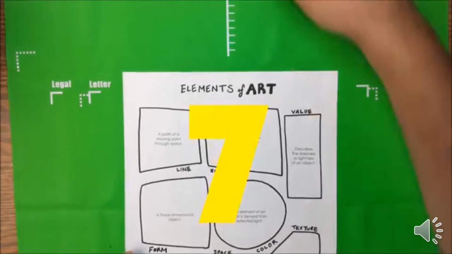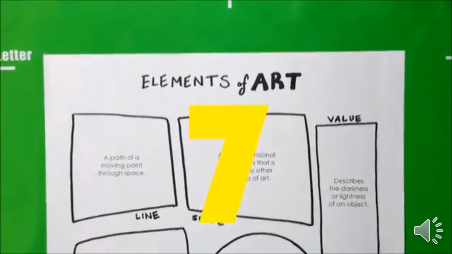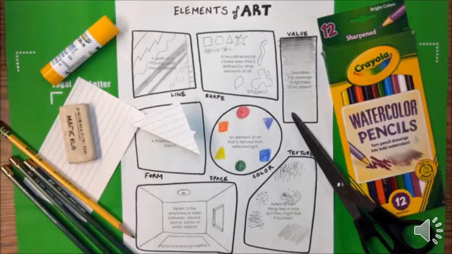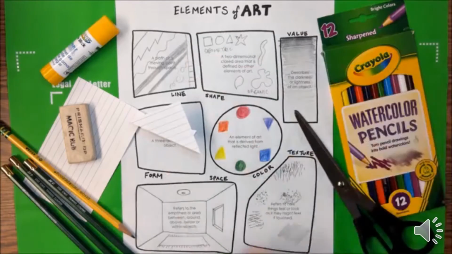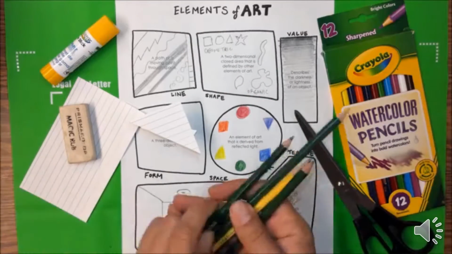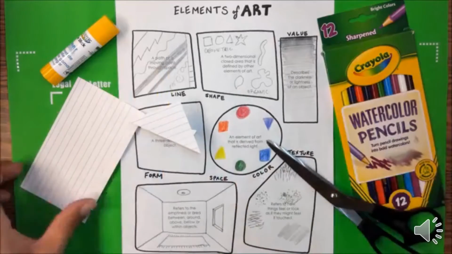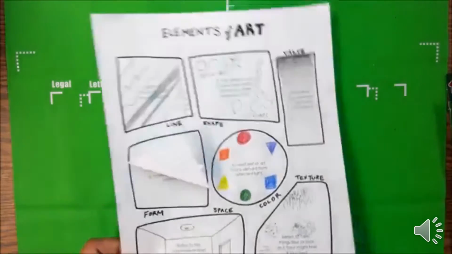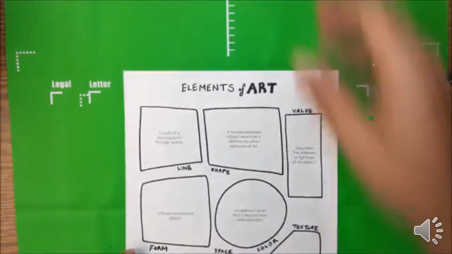The 7 essential ingredients, building blocks for artwork, are the 7 elements of art. Line, shape, value, texture, color, space, form. We're going to use different tools to make them today: pencils, an eraser, colored pencils, scissors, paper, and glue, and the back of the paper for notes. So let's get started with the elements of art.